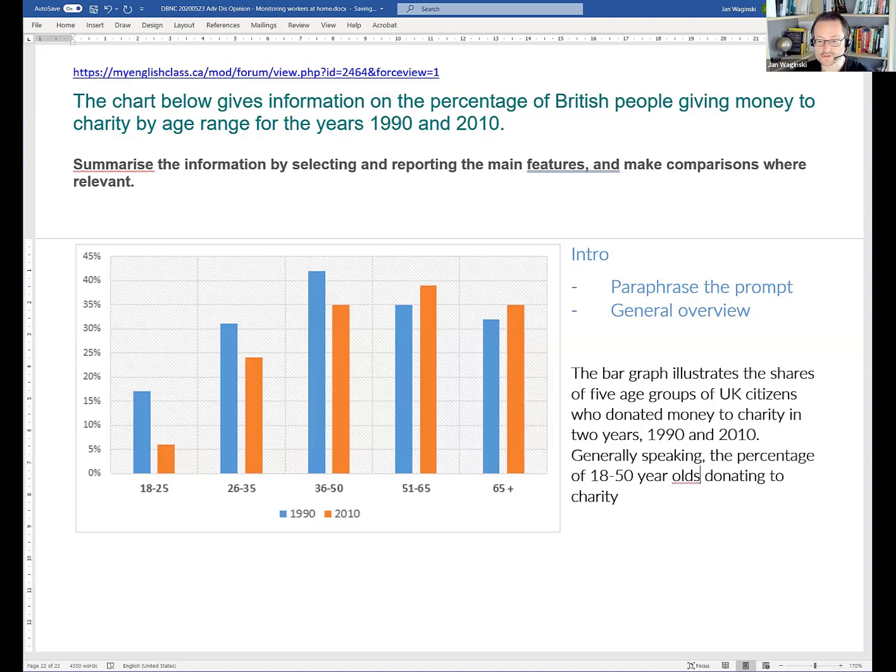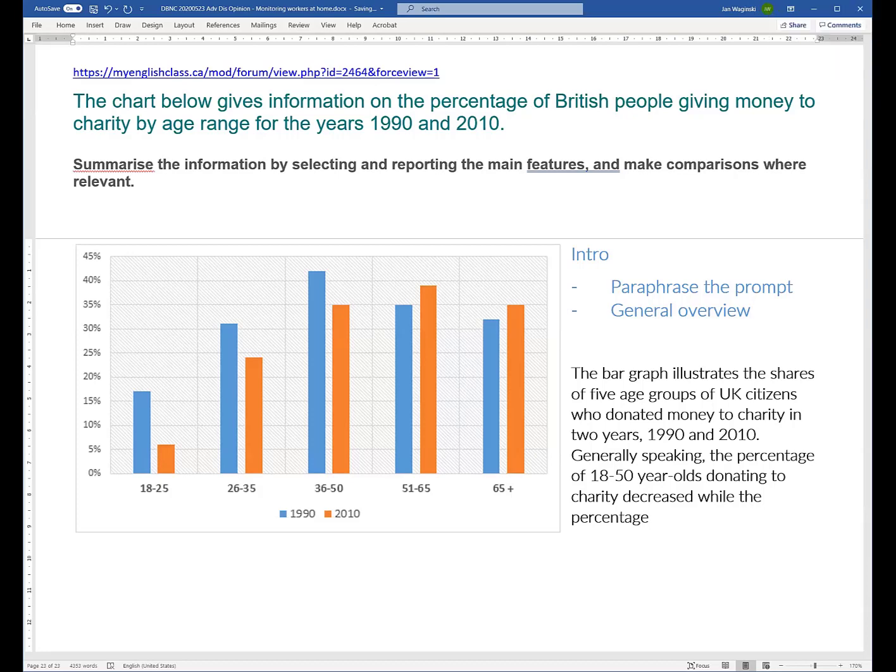Okay, so generally speaking, the percentage of 18 to 50-year-olds. Before we start, when we see this one, ask Safa, shall we go by years or by age group, or whatever we feel we see, because there is no definite rule. But there's an obvious pattern in each one. So the percentage of 18 to 50-year-olds donating to charity, what happened between 1990 and 2010 for those three age groups? It declined in 2010. They gave a smaller percentage to charity. Yeah, so the number of people donating to charity fell in those age groups.